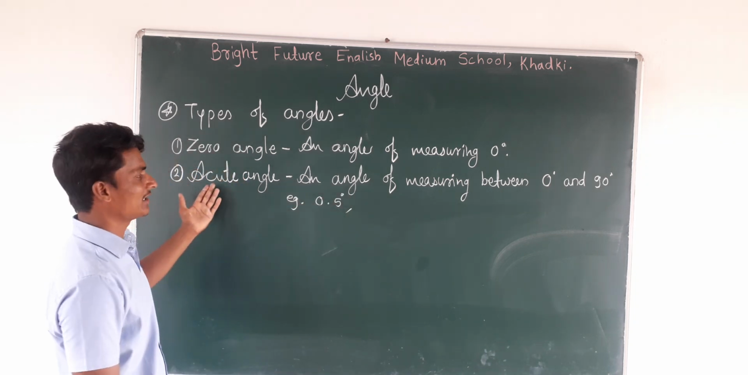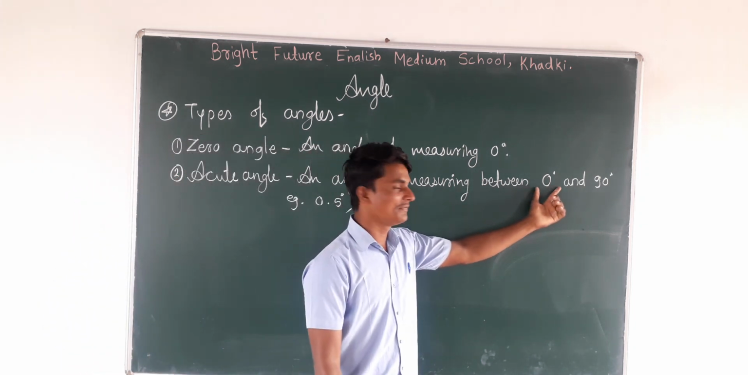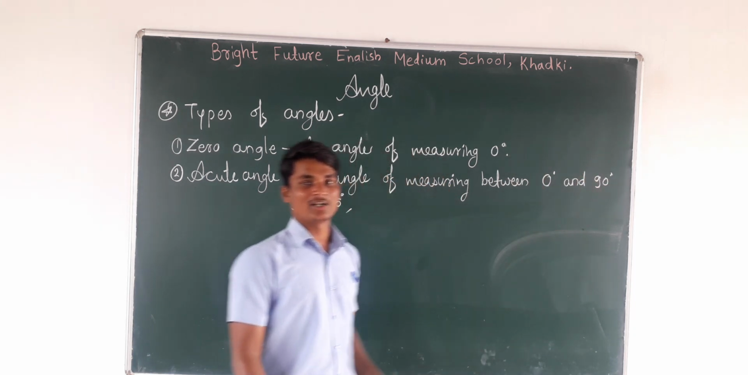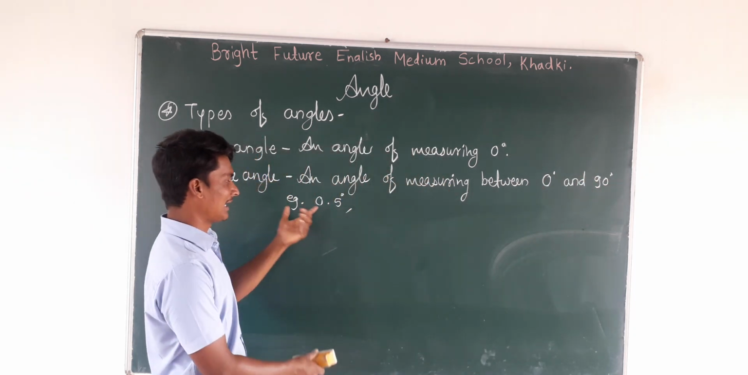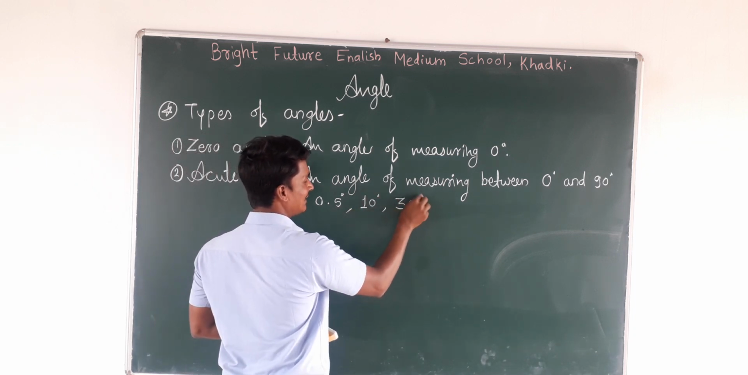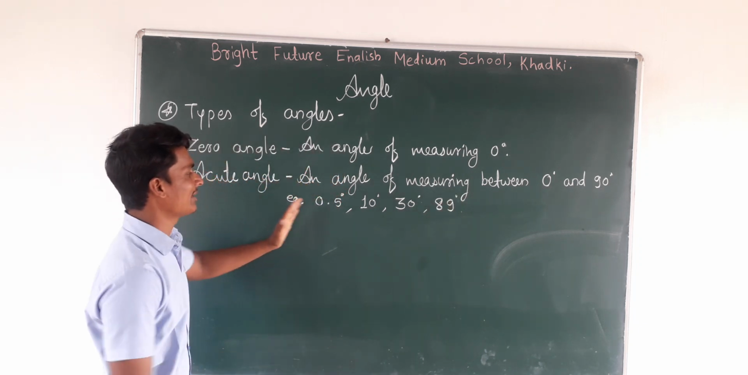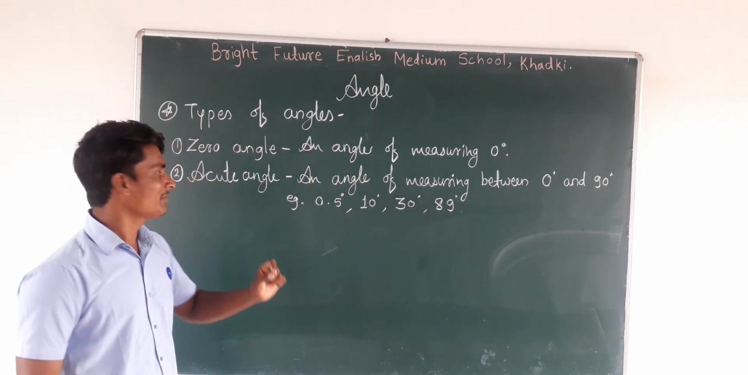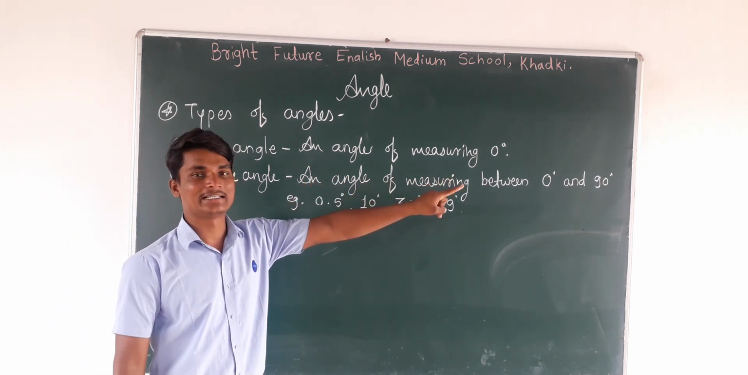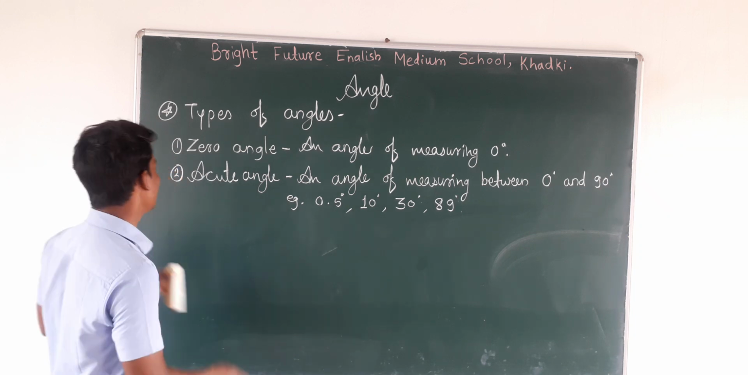Another definition of acute angle: if the angle is more than 0 degree and less than 90 degree, that kind of angle is called an acute angle. Other examples: 10 degree, 30 degree, and 89 degree are also acute angles. Keep in mind the definition: an angle measuring between 0 degree and 90 degree. ऐसे एंगल जो 0 और 90 के बीच में आते हैं उसे कहते हैं acute angle.